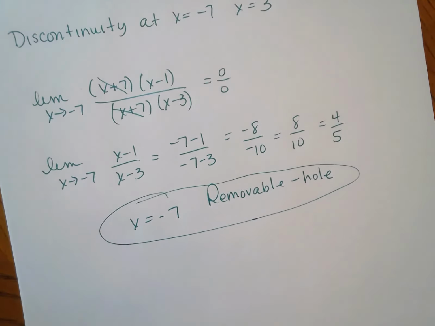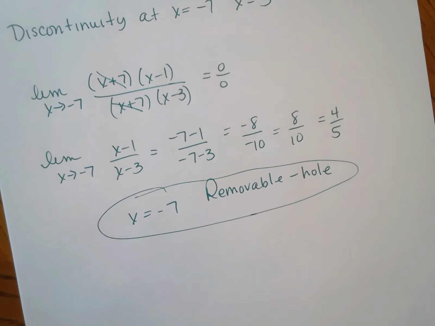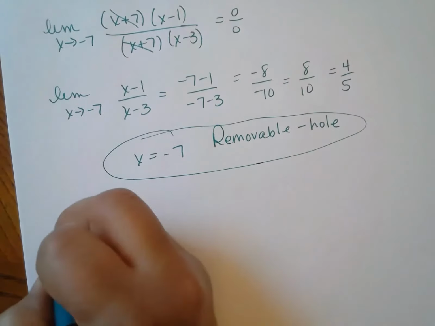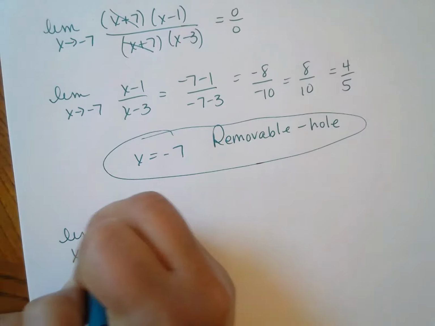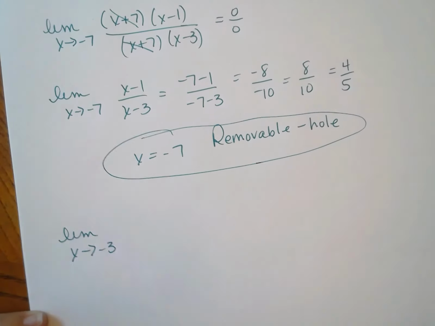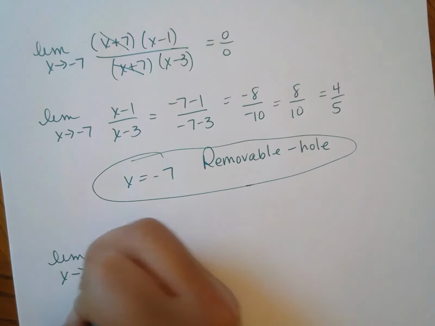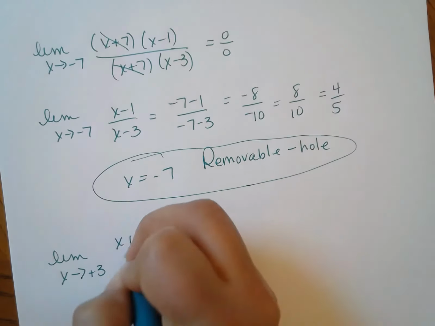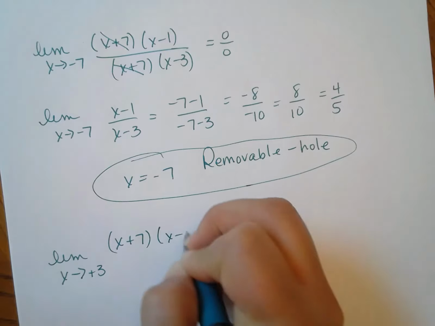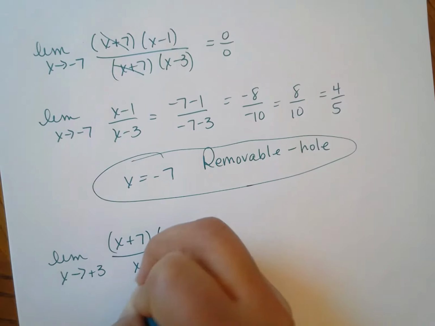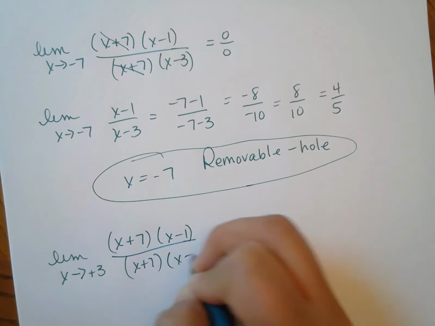So now we need to go back and discuss when x is 3. So let's look at that limit. So we have the limit as x approaches -3. Oh, actually, it's +3. Excuse me. (x plus 7) times (x minus 1) all over (x plus 7) times (x minus 3).